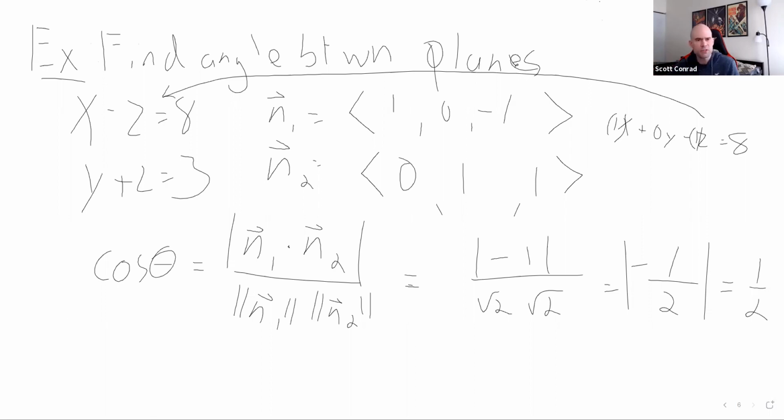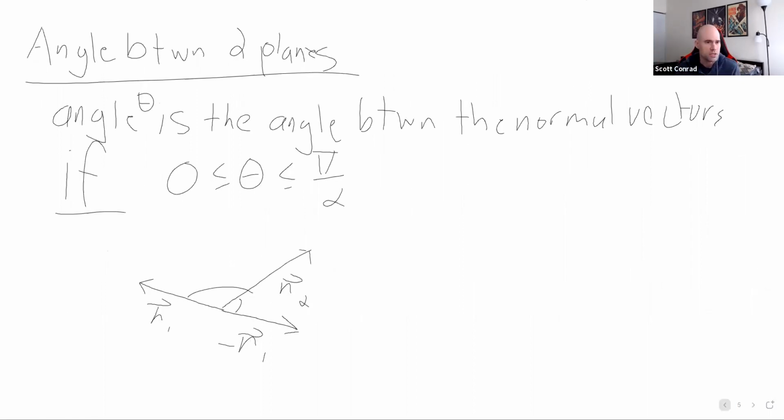So when you're finding the angle between planes, you need to remember that cosine theta is the dot product divided by the magnitudes. But instead of the dot product, we want the absolute value of the dot product. For this reason, because we could get a negative dot product. And that would give us an angle bigger than pi over 2. But if we take the absolute value, then that's going to give us the acute angle corresponding to that.